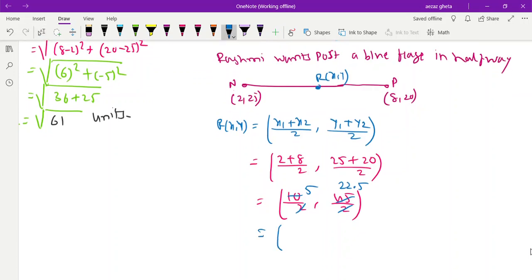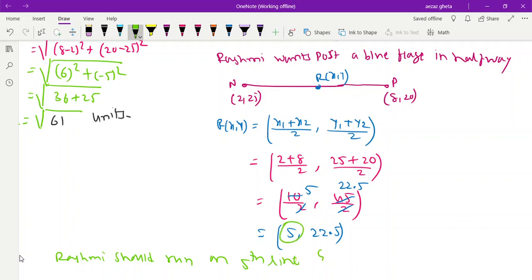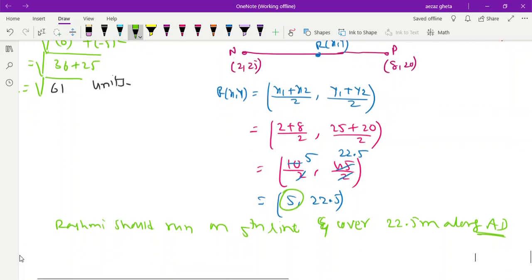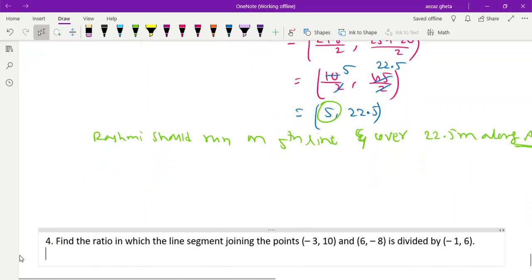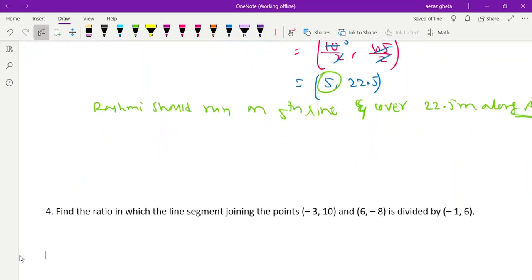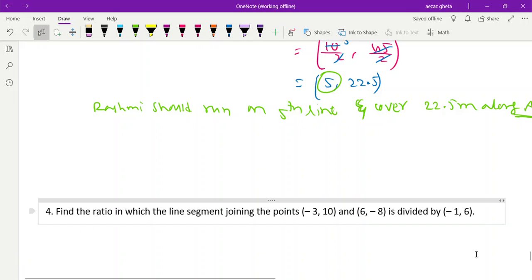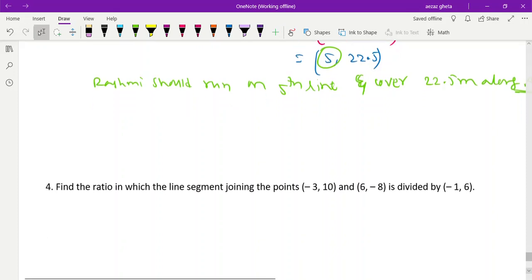We are keeping it here in decimals. Normally we don't keep decimals, but why are we keeping it? Because we have to say which line Rashmi should run on. Fifth line, this is X, and cover 22.5 meters along AD. Then she will post her flag exactly halfway between Niharika and Preet. Understood? This is a very lengthy question. Normally we don't expect it, but still you can't take a risk. So kindly prepare it.